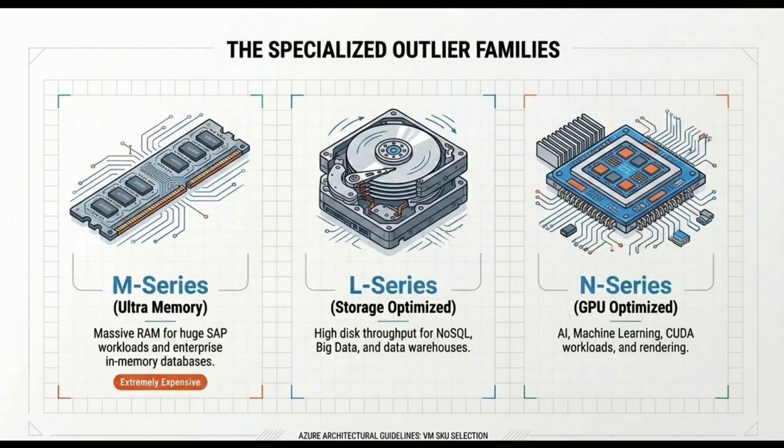So next we have the M series, and that is where you get massive RAM. In terms of CPU, for just 64 CPUs you'll get 512 gigabytes of memory, and it is used for huge SAP workloads, enterprise databases and in-memory applications.